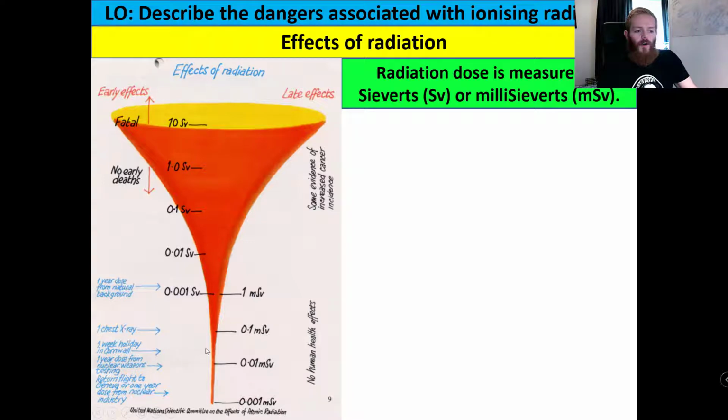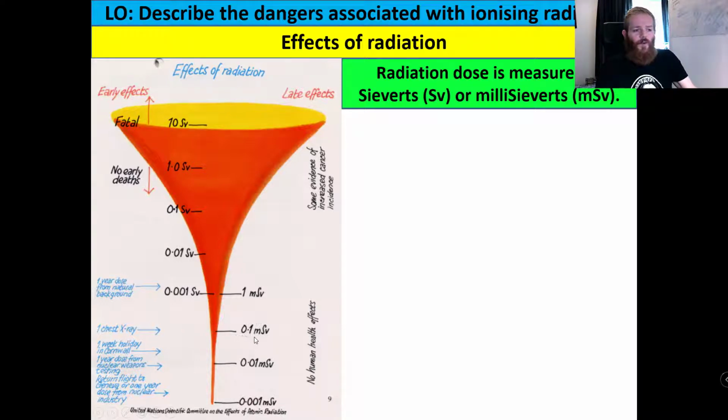A 1 week holiday in Cornwall, now that's interesting, isn't it? That's slightly above 0.01 millisieverts. Sorry, is that a 2? That's a 2, isn't it? Oh no, it's a 1. A 1 week holiday in Cornwall actually subjects your body to more radiation than a 1 year dose from nuclear weapons testing.